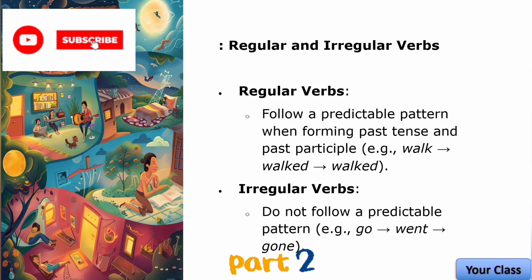Come, came, come. They came to the party last night. He has come home now. See, saw, seen. I saw the movie yesterday and she has seen that movie twice. In short, we can say regular verbs follow a predictable pattern, and irregular verbs do not follow a consistent pattern and often have unique forms for past tense and past participle.